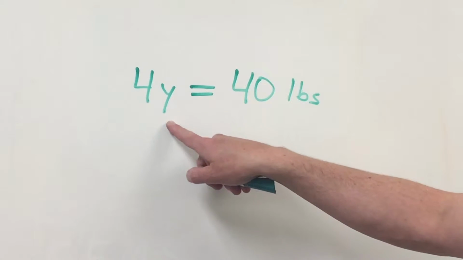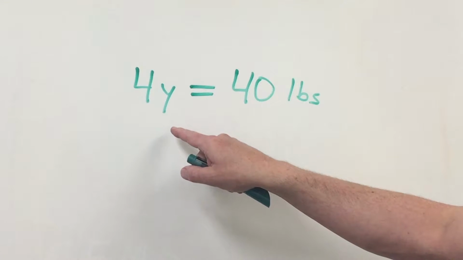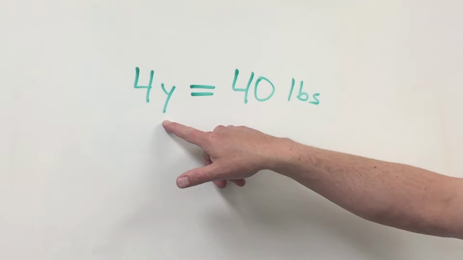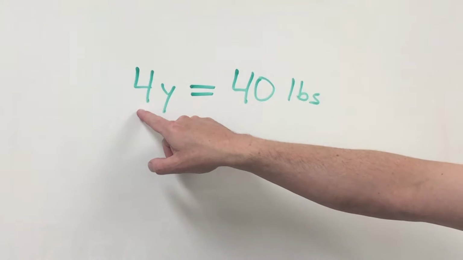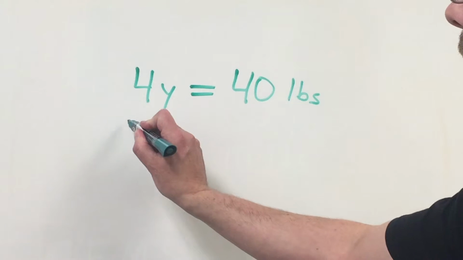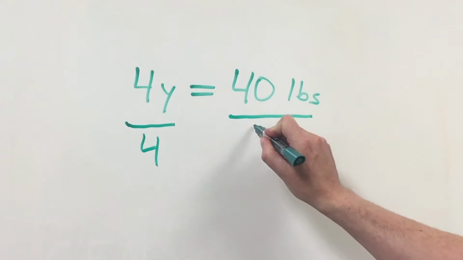To solve for the variable y, we want to change this equation so that the variable is on one side all by itself. What kinds of changes are okay to make? Well, we can do anything to the equation as long as we do the same thing to both the left side and the right side. In this case, since we're trying to get the variable y by itself, the best thing to do is to divide each side by the coefficient 4. So let's do that division now. We'll divide 4y by 4 and 40 pounds by 4.